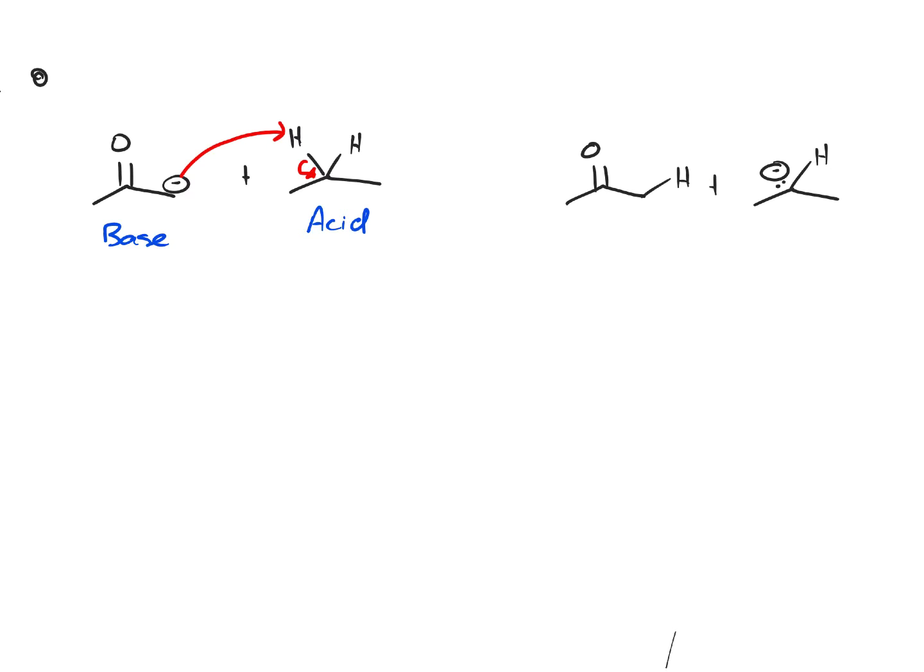Then maybe you want to label the conjugate acid and the conjugate base. The conjugate acid is the species that has the new proton, and the conjugate base is the other species. Now, to predict the direction of the reaction, you could use pKa's. You're only doing pKa's of the acid and conjugate acid. You can't do pKa's of a base.